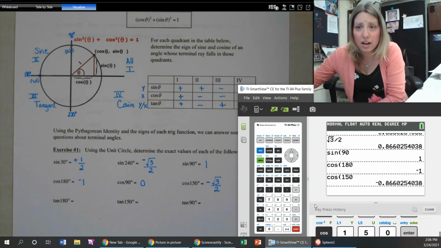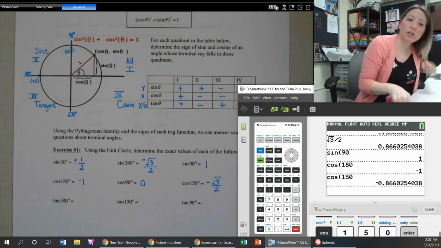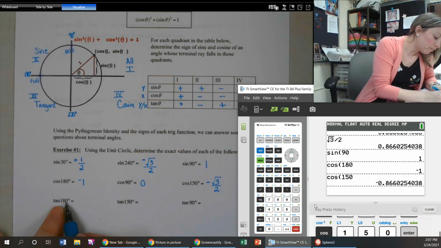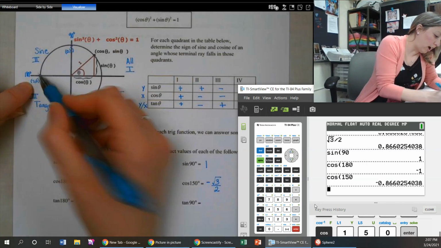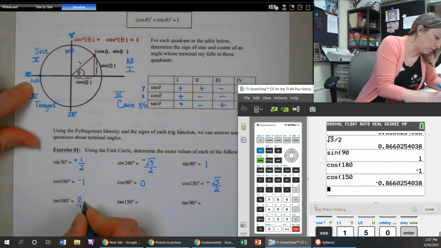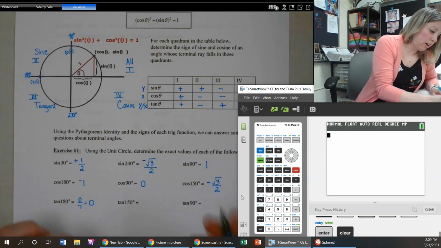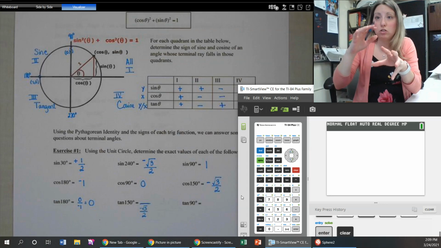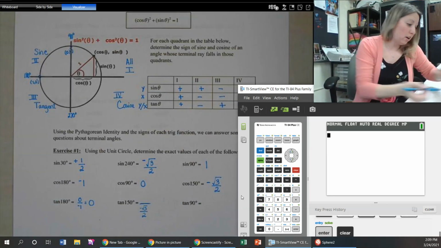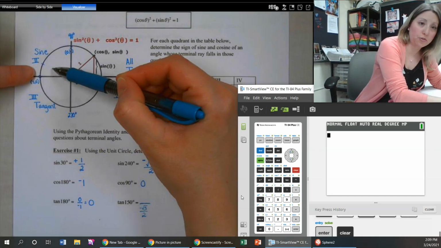Now, tangent is y over x. So I want you to be real careful here, right? Tangent of 180, all the way right here, it's y over x. So it's 0 over negative 1, which of course is 0. Tangent of 150, you already know that the x value of this, which is the denominator, is negative radical 3 over 2. So we also need to know the y coordinate of that angle right here, that 150 that's right about here, which has the reference angle of 30 degrees, right?